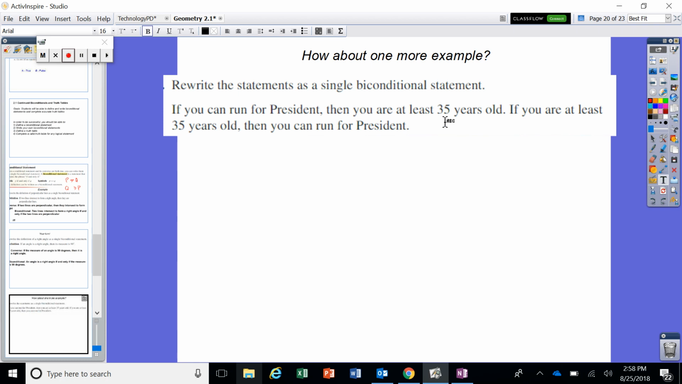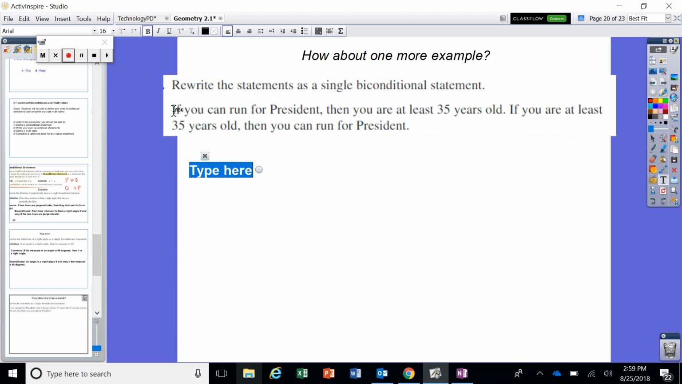Let's try one more real life example here. Again, I challenge you to pause the video and see if you can make the biconditional on your own before we go over it. So the original statement says, if you can run for president, then you are at least 35 years old. If you are at least 35 years old, then you can run for president. So we're putting things all together.